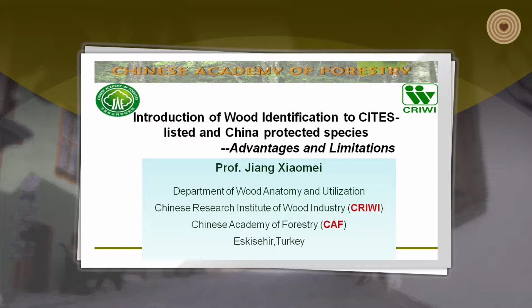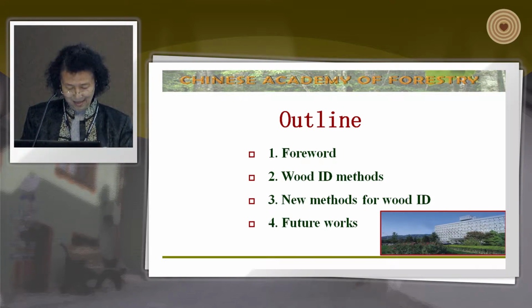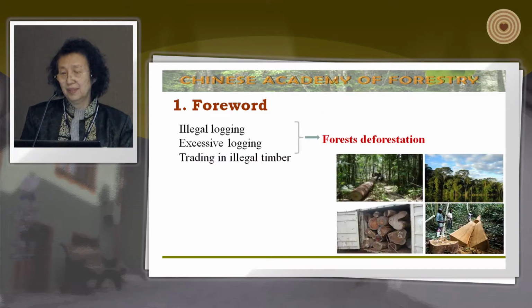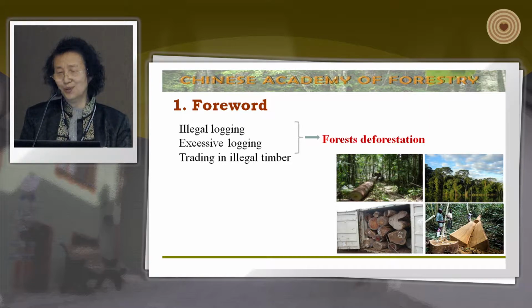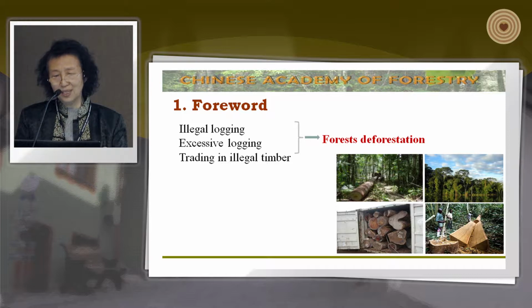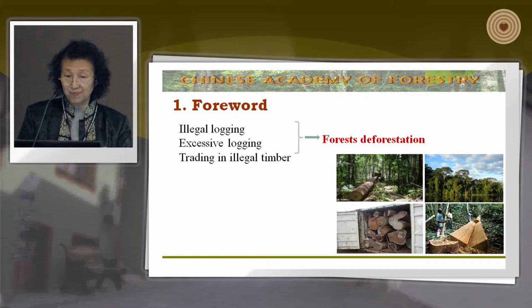Introduction of wood identification to CITES list and China protection species: advantage and limitation. There are 4 parts. The first one is the illegal logging and excessive logging and trade in illegal timber, so the forest deforestation. I'll give some examples.